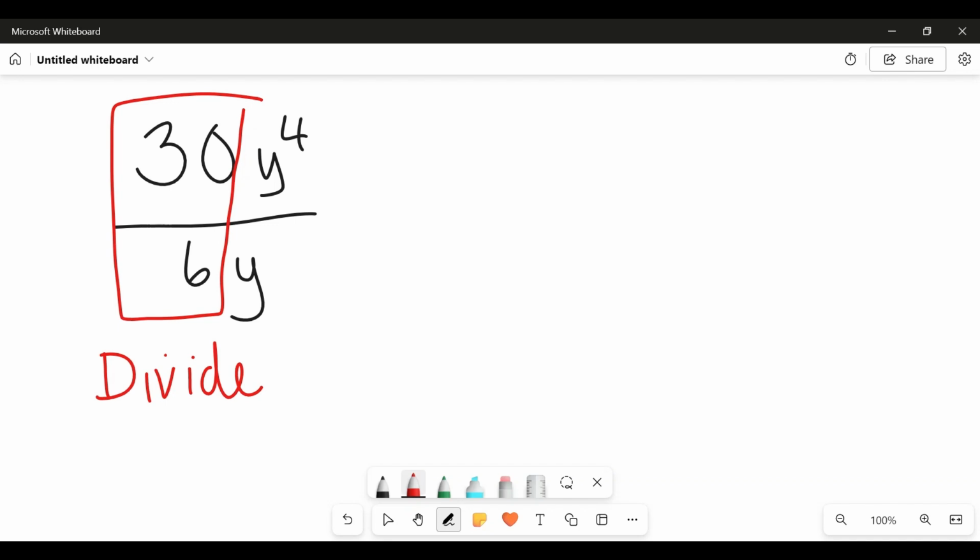Well, first let's divide. 30 divided by 6 is 5. And we subtract the exponents. So this exponent is 4. This exponent is invisible, 1. So it's y to the 4 minus 1, which is 5y to the third.